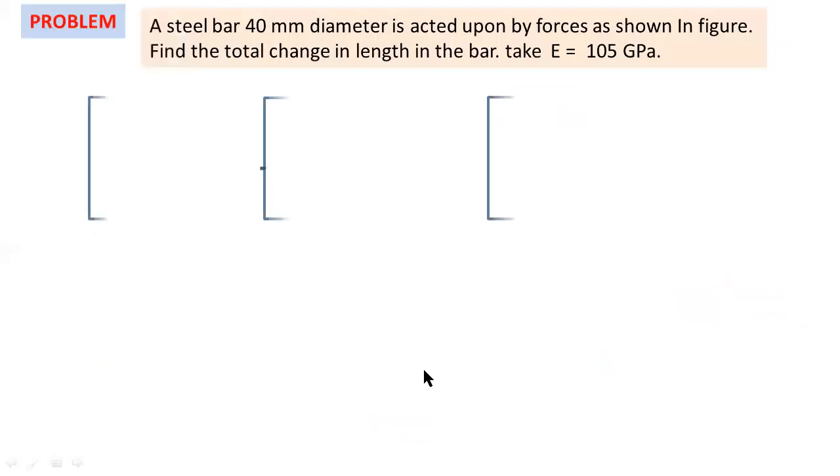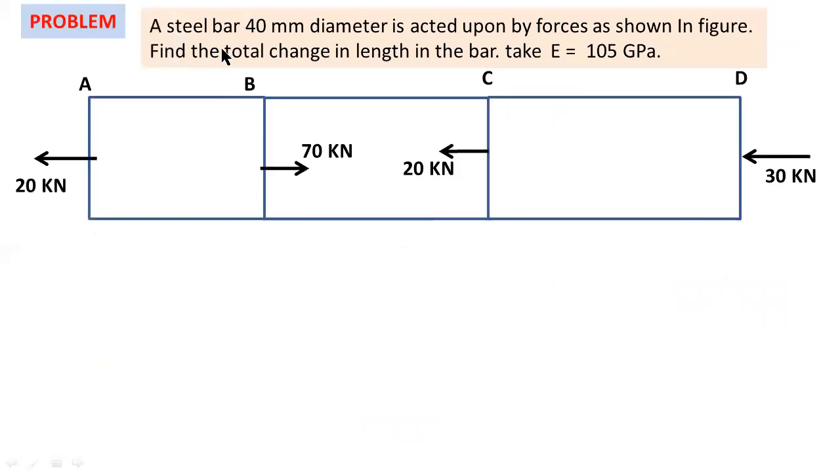Now I'm going to explain another problem. A steel bar 40 mm diameter is acted upon by forces as shown in the figure. Find the total change in length in the bar. Take Young's modulus equal to 105 GPa. Here the problem is the same, but the loads acting on the bar are different.